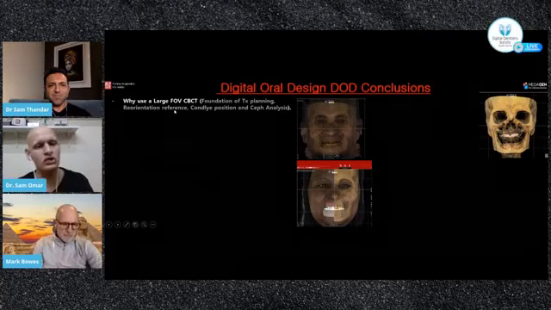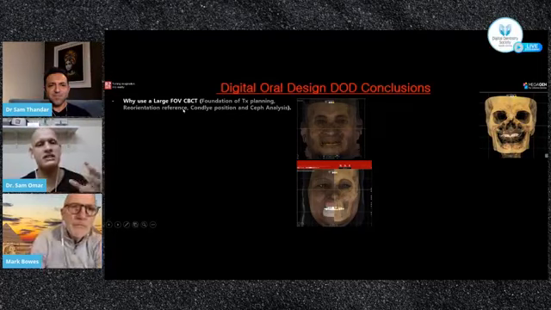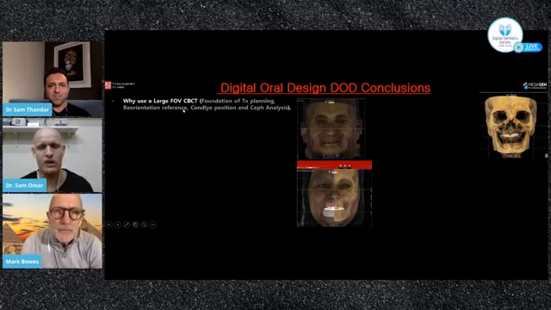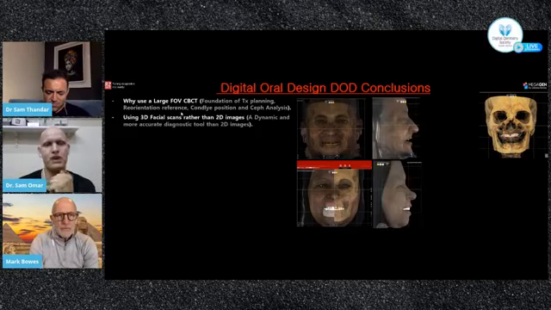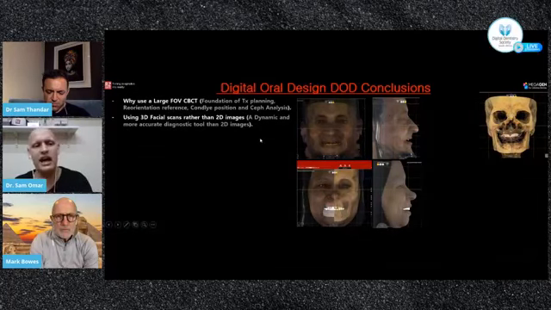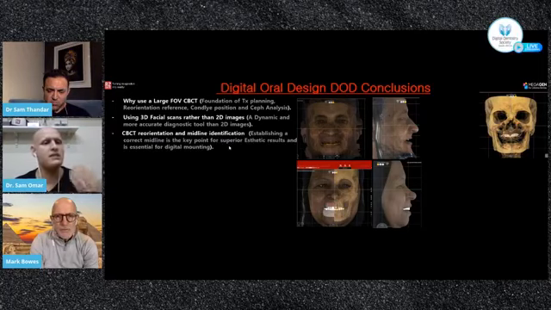Why would you want to use a large FOV like this? Again, this is the foundation of your treatment plan. You use it to reorient the patient's head, to get the condylar position, and to get your cephalometric analysis. Why do you do a 3-dimensional facial scan? It's more dynamic, and we believe it's a better diagnostic tool than 2D images. The CBCT reorientation and midline identification is really important for us to start the treatment plan.